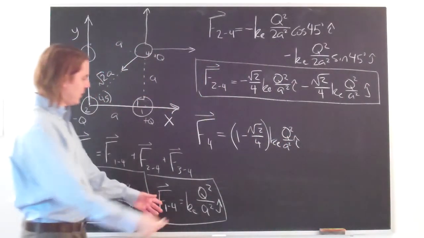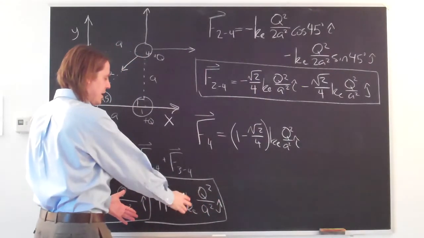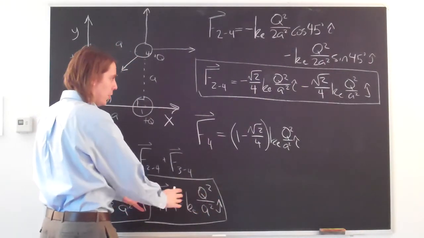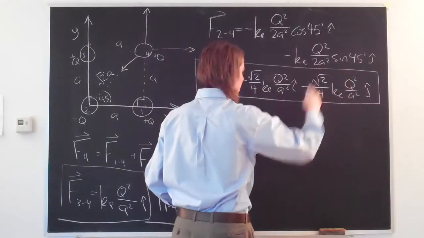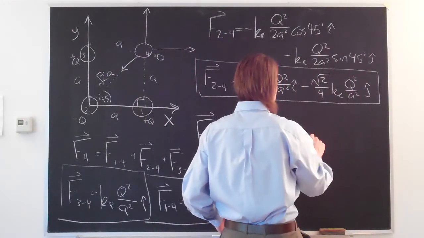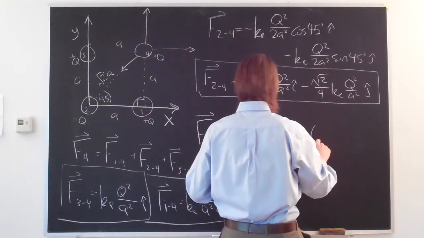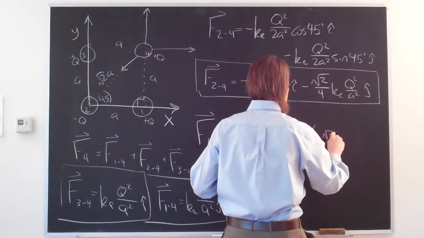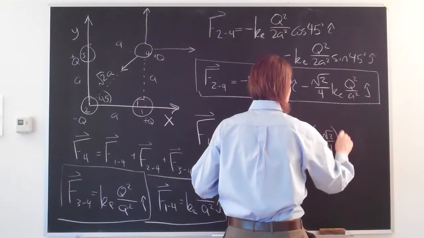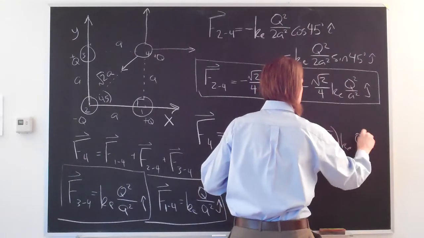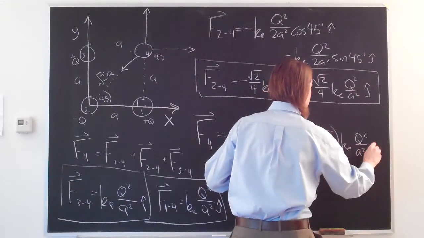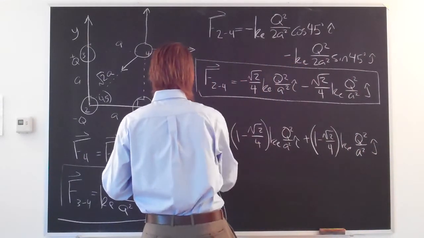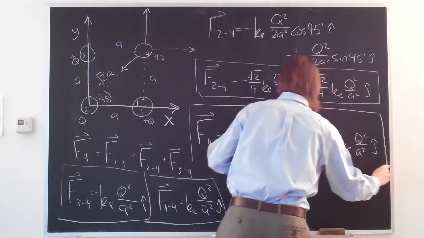And then the exact same thing happens in the y direction. We have a ke q squared over a squared times 1, and then a minus square root of 2 over 4 ke q squared over a squared. So this is plus basically the same thing again. 1 minus square root of 2 over 4 ke q squared over a squared j hat. And that actually is the answer.